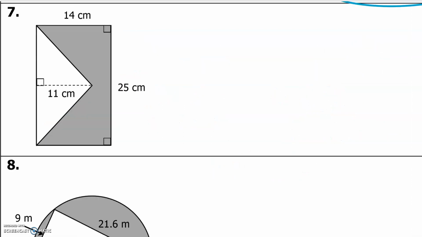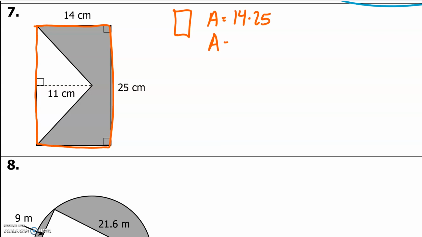All right, let's go ahead and take a look at number 7. With number 7, I noticed 2 shapes. One, I have this large rectangle, that's the whole shape. So let's go ahead and find the area first of the rectangle, and then we can talk about that triangle and subtract the area from it, because we're ultimately trying to find this shaded area. So we're going to take the whole shape, which is the area of a rectangle, which is just going to end up being 14 times 25. And 14 times 25 is going to give us 350 centimeters squared.